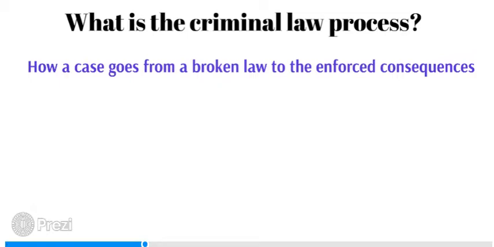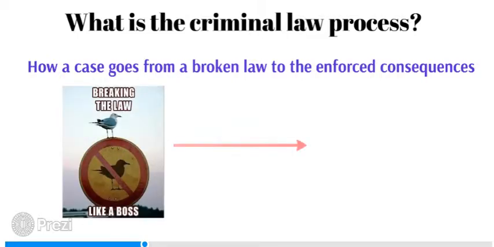So what is the criminal law process overall? You don't have to write this down. It's how a case goes from a broken law all the way to your enforced consequences. So how do we go from the legislative branch laying down a law to the executive branch enforcing and then to the judicial branch interpreting law? So how do we move through that process?